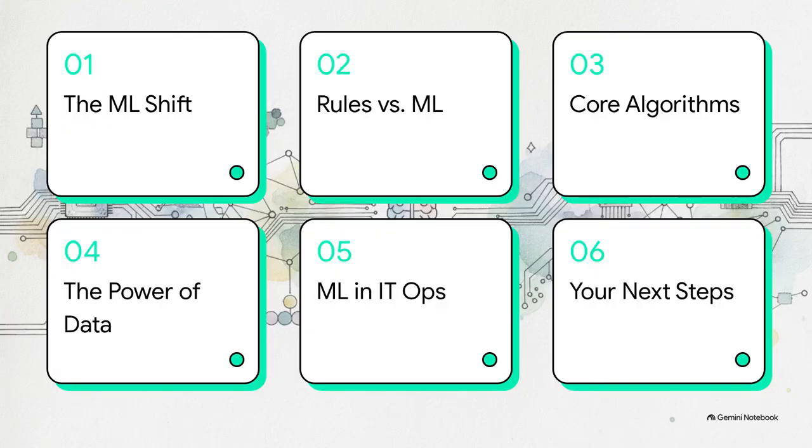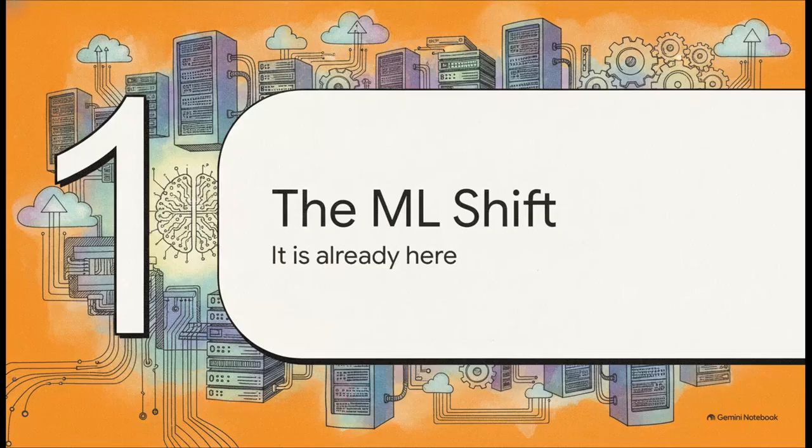Consider this our syllabus. We'll start off with the machine learning shift, compare traditional rules versus ML, cover core algorithms, explore the power of data, look at ML in IT operations, and then finish up with your next steps. Moving right along to section 1, the machine learning shift, because spoiler alert, it is already here.